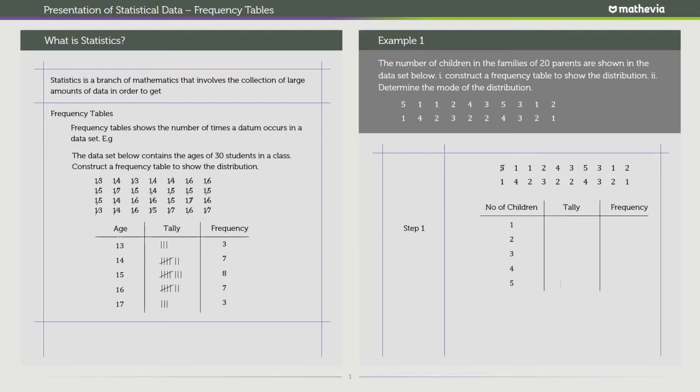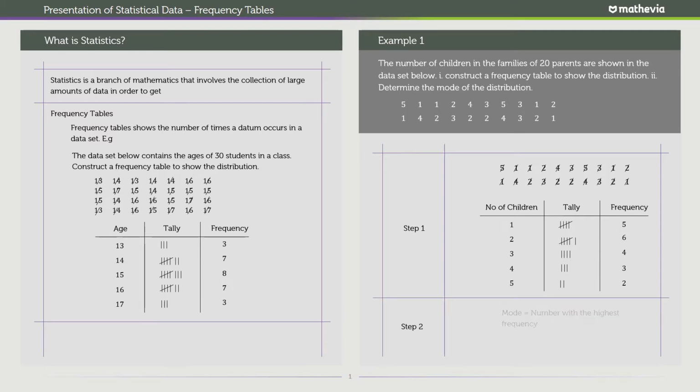For 5 we put a dash, and then for 1 we put a dash, and just like we did before, we keep doing this till we get to the end, and we have our tally marks all in there. For 1 we have 5, for 2 we have 6, for 3 we have 4, for 4 children we have 3 families, occurring 3 times, and then for 5 we have 2. Quite simply, that is our frequency table.